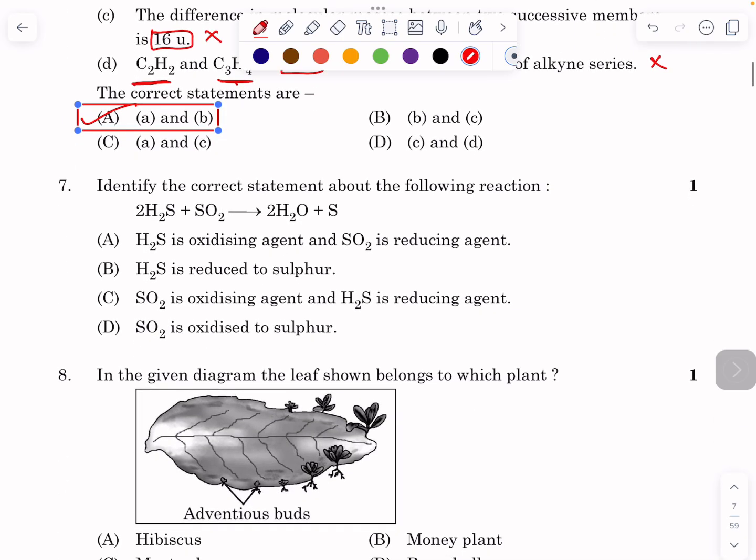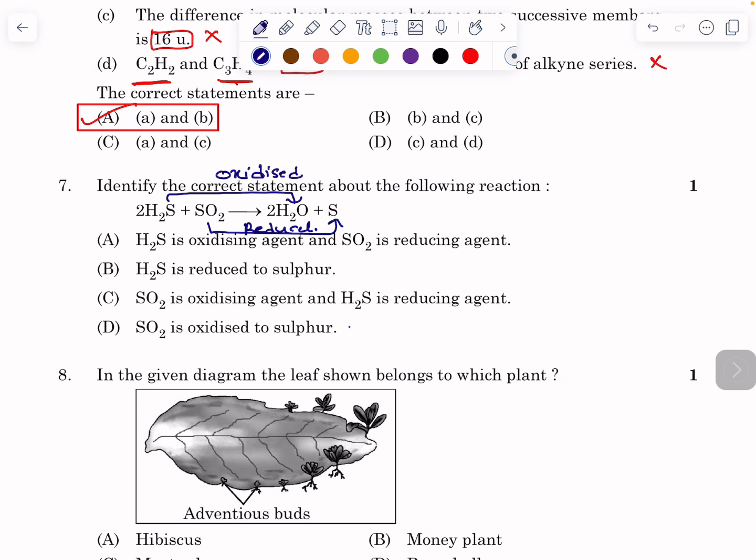Identify the correct statement about the following reaction. H2S is an oxidizing agent and SO2 is a reducing agent. H2S is reduced to sulfur, SO2 is an oxidizing agent and H2S is a reducing agent. SO2 is oxidized to sulfur. Before going to this reaction, see, sulfur dioxide becomes sulfur, right? The sulfur dioxide is reduced to sulfur, and H2S is oxidized.